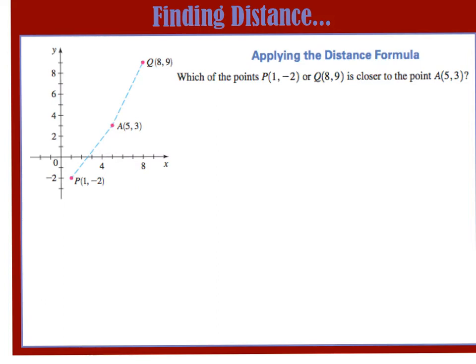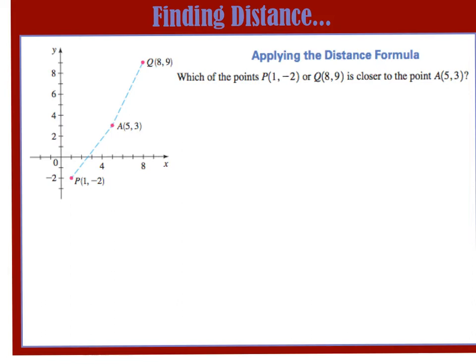So on this one, we have point P of 1, negative 2. What quadrant is that located in? The first one. No, it's like the fourth. Fourth one. Q is 8, 9, which is located in the what quadrant? First quadrant. Ooh, that's good. Ooh, that's nasty. All right, and then A is what? In the what quadrant again? 5, 3 is the first quadrant as well.